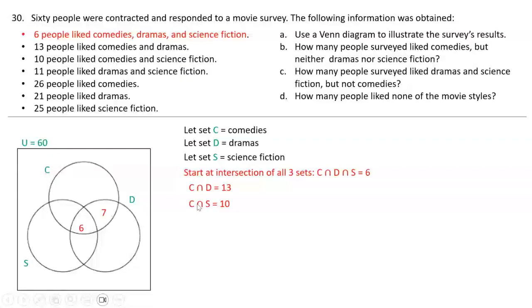Now we do the intersection of C and S. There's 10 who like comedies and science fiction. This is my set C, and this is my set S. So 10 has to be right here, guys. This is the area where they both intersect. There's already 6, so it has to be a 4.